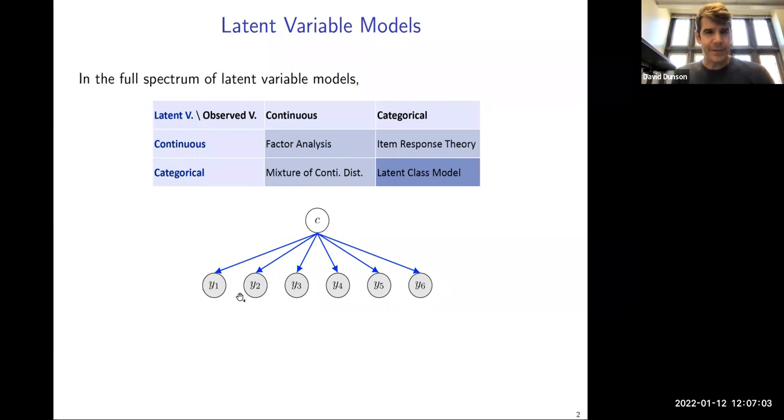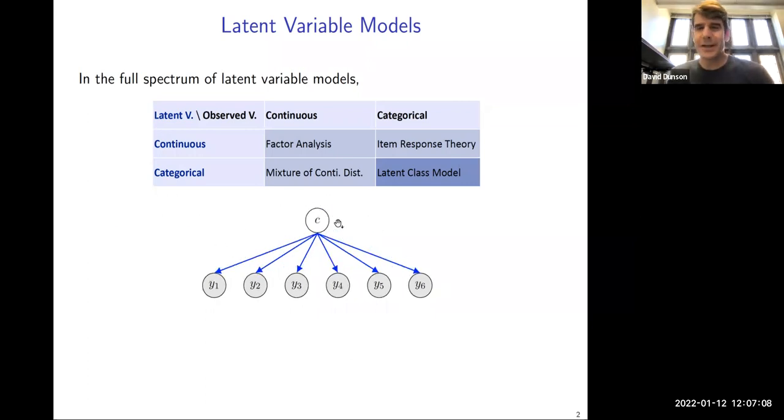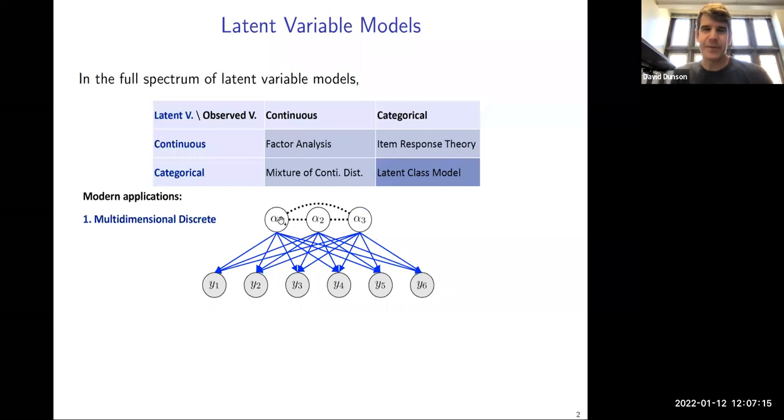Okay. In modern applications, we go from this old school latent class model, where we have a single categorical latent variable and all the observed variables are conditionally independent given the categorical variable, to some more intricate structure we might be interested in. We might replace a single latent variable with multiple categorical latent variables. We might also have some type of sparse dependence structure between the latent variables and the observed variables to give us more flexibility.